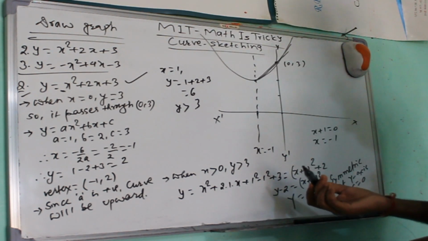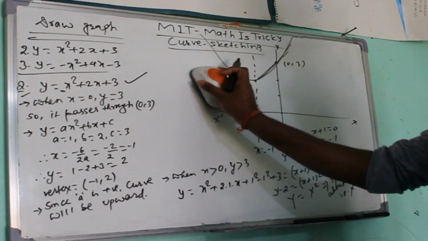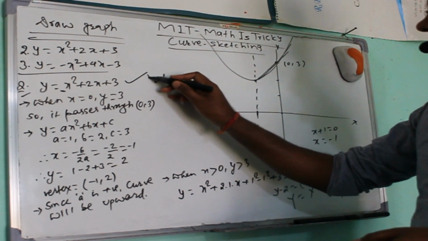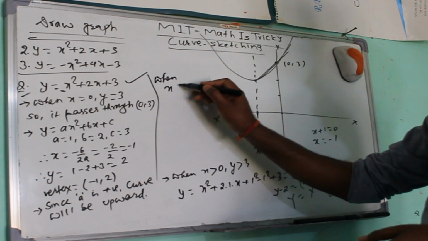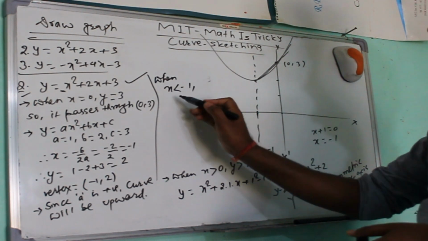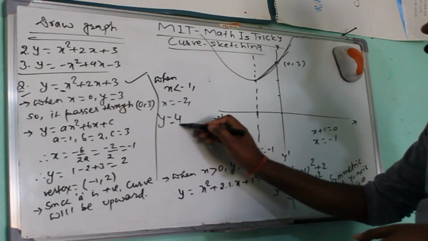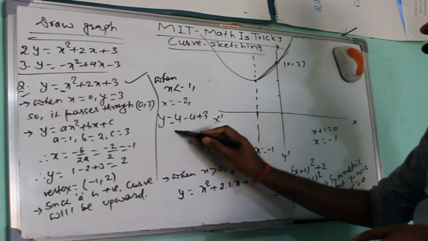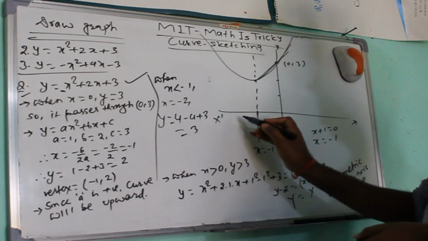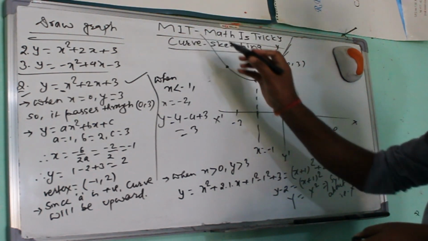So you can check here, let me take one more point. You can check symmetry when x is less than minus 1. Let's take minus 2. So x equals minus 2. If we take this, what will we get? y equals 4 minus 4 plus 3. It gives 3. So it is again positive. So 3 will be here at minus 2. So it will be here, and then it will go up.